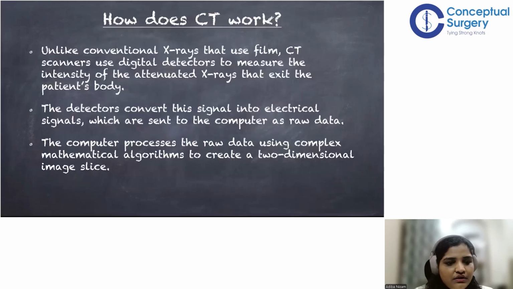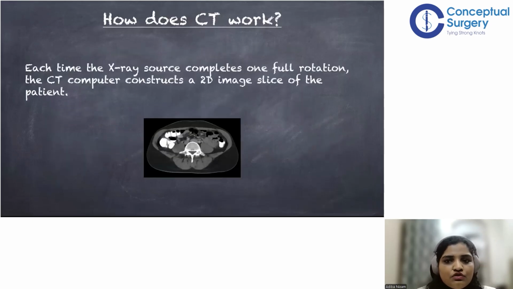So unlike our X-rays, where we were using X-ray films, the CT scanners use digital detectors. These detectors measure the intensity of the X-rays as they are passing out of the patient's body, and convert them into an electrical signal. This electrical signal is then sent to the computer as the raw data. The computer will then process it to create a two-dimensional image slice. And each time the X-ray source completes one full rotation around the patient, the computer constructs a 2D image slice of the patient at that level. So this is the principle of a single detector computed tomography scan.